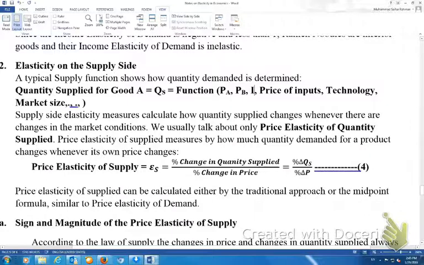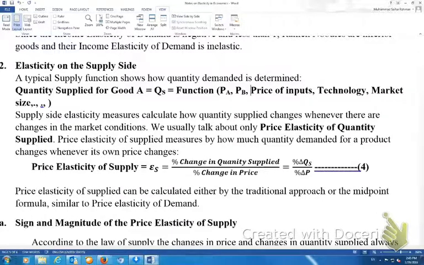Okay, income, there is a typographical error there, so let's just ignore that and delete that one. Then price of inputs, they are pretty important, and then technology, market size, they all can affect the price elasticity of supply. So supply side elasticity measures how quantity supplied really changes whenever the market conditions change.